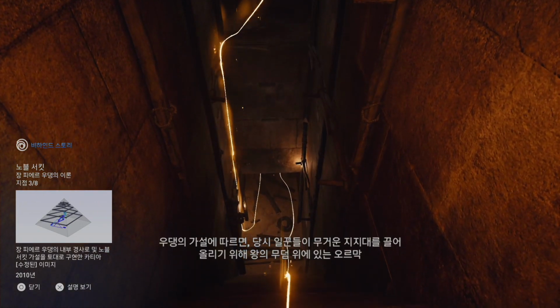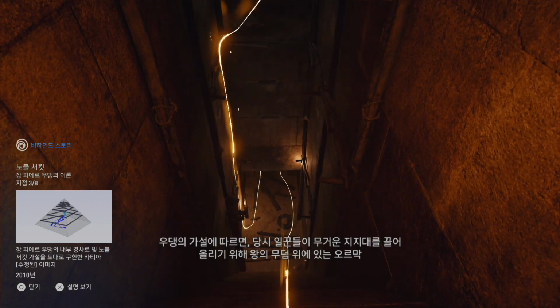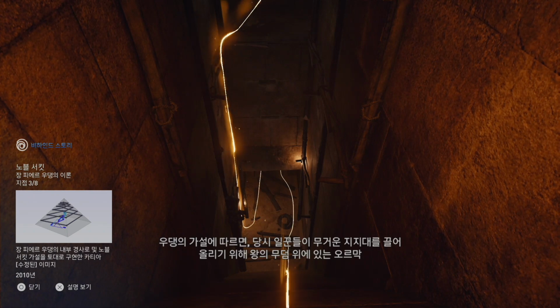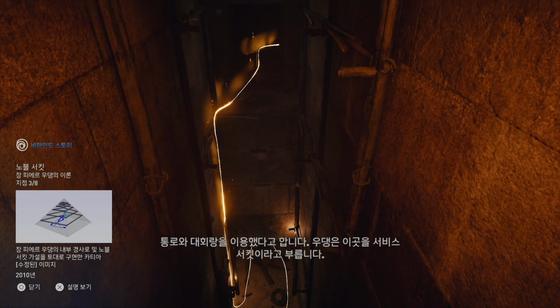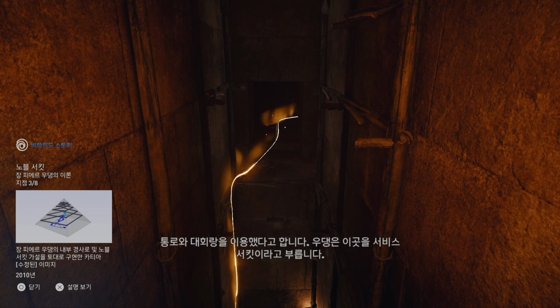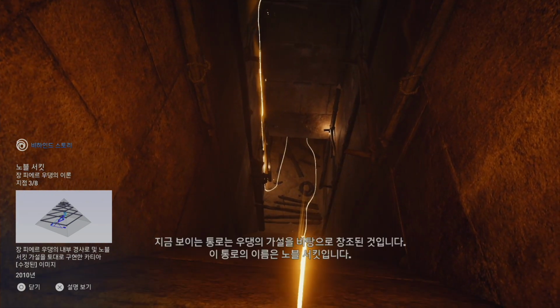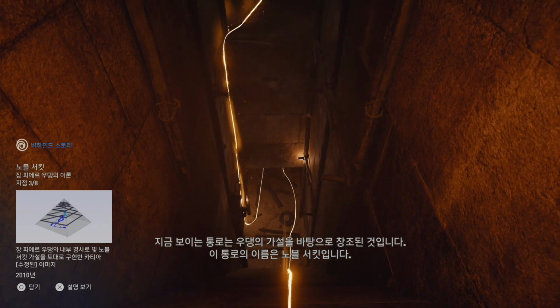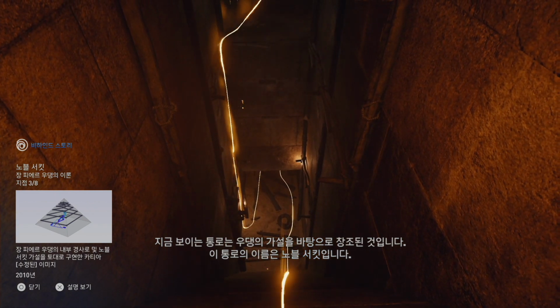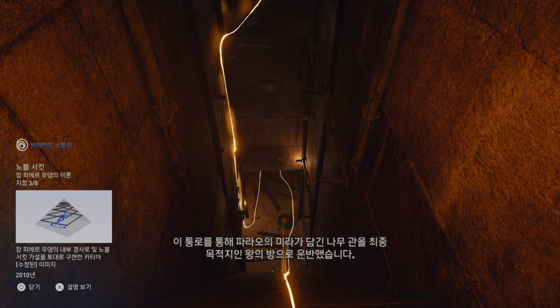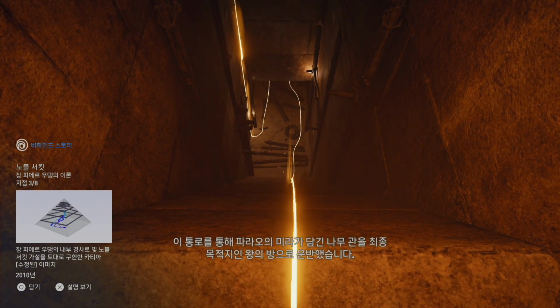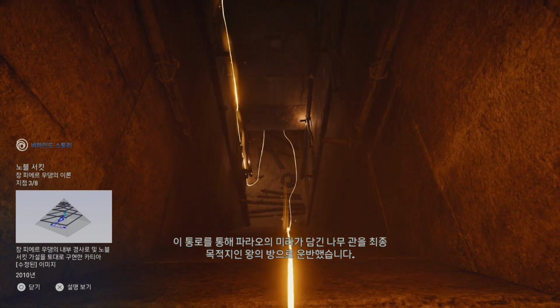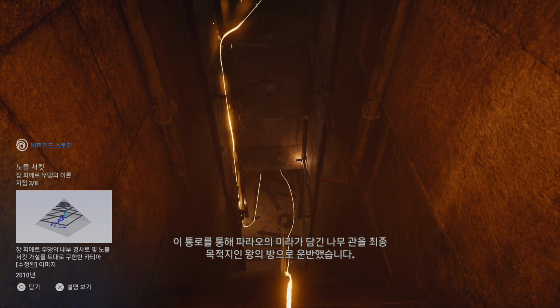Houdin theorized that the ascending corridor and the Great Gallery were used by the workers to hoist the heavy beams above the king's chamber. He called it the service circuit. The corridor you are in now was created by the team following Houdin's theory and is referred to as the noble circuit. It is through this corridor that the wooden sarcophagus containing the pharaoh's mummy would have been transported to its final resting chamber.